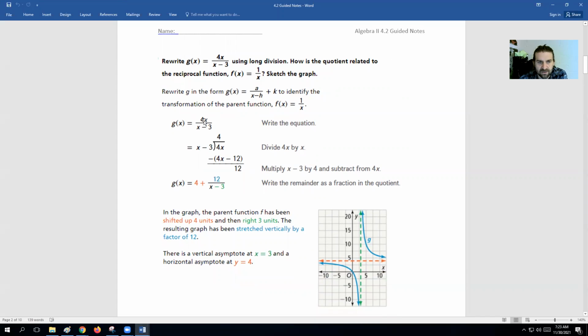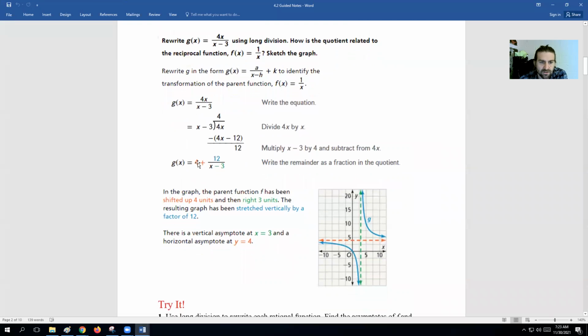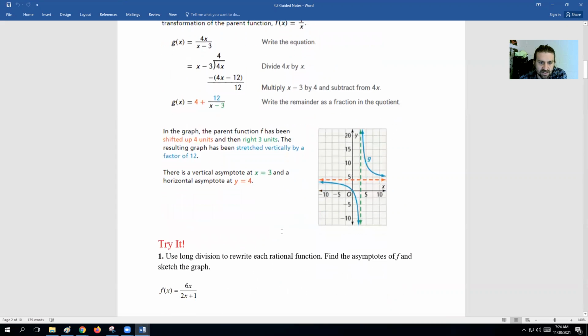So we use long division. We take 4x divided by x minus 3. And if you remember, we just look at the x. What do we have to multiply x by to turn into 4x? It's 4. And then we distribute it out, and then we have a remainder. So the answer is 4 plus our remainder. This 4 is going to be our vertical shift upwards. And the remainder, remember, is the opposite sign. Then the 12 here is the stretch factor, which is nice when we're plotting points, but the key part in this section is if you can identify the vertical and horizontal asymptotes.